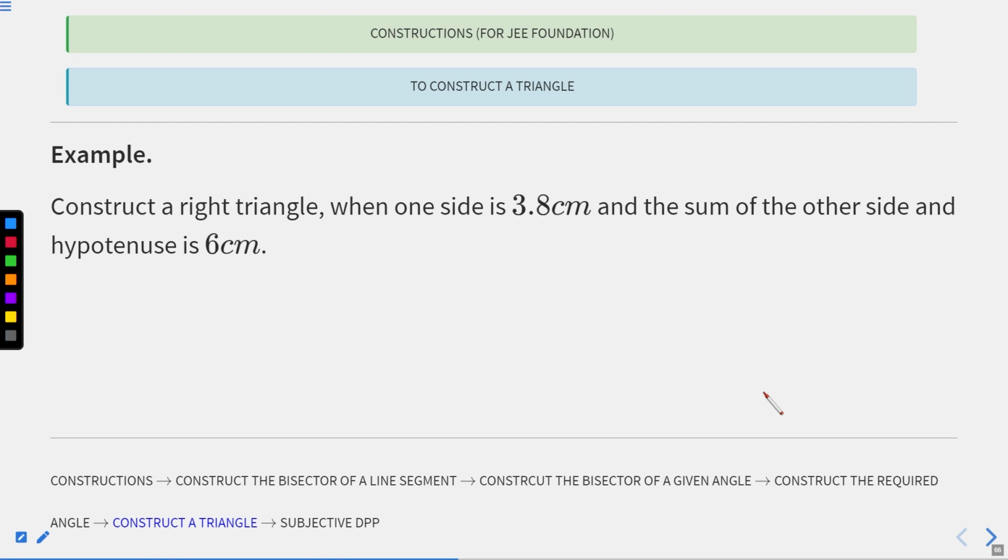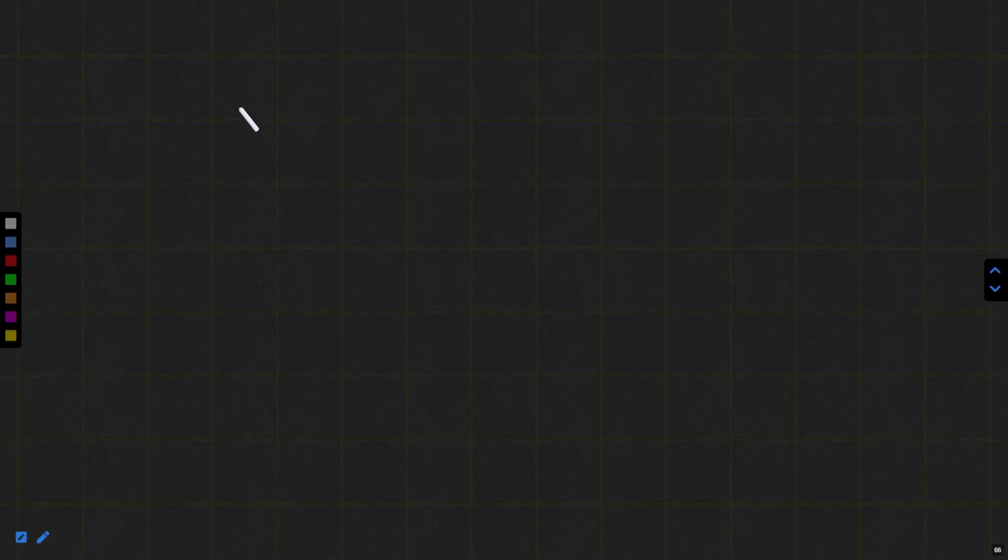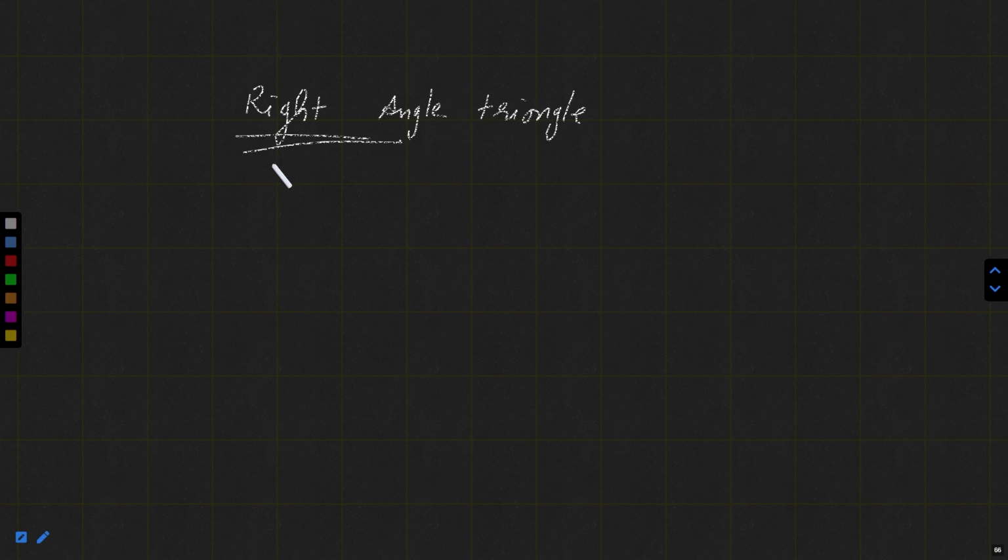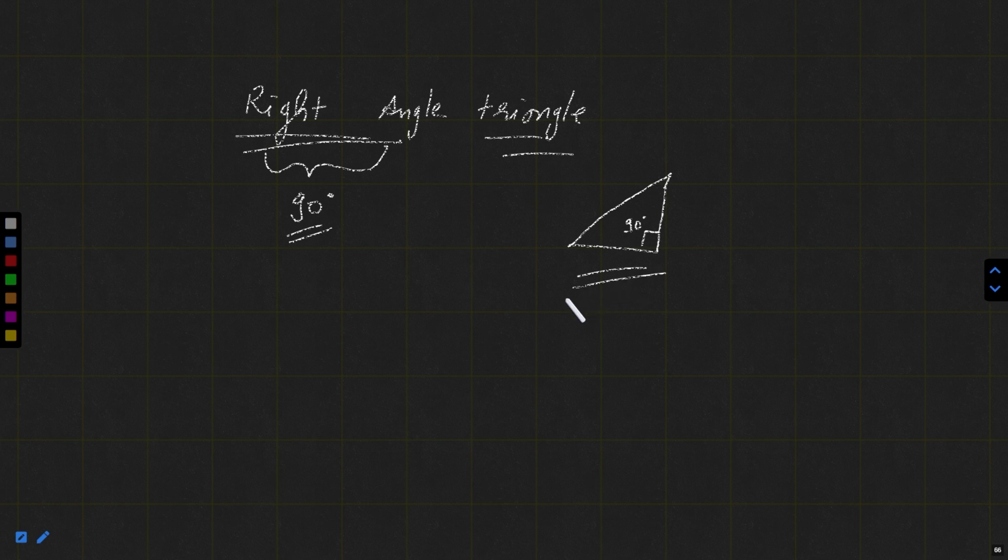So now construct a right angle triangle. What do we mean by a right angle triangle? First of all, a right angle means an angle of 90 degrees, and a right angle triangle means a triangle which has one of its angles of 90 degrees. So this type of triangle we call a right angle triangle. I hope this is a good intuition to understand what a right angle triangle is.